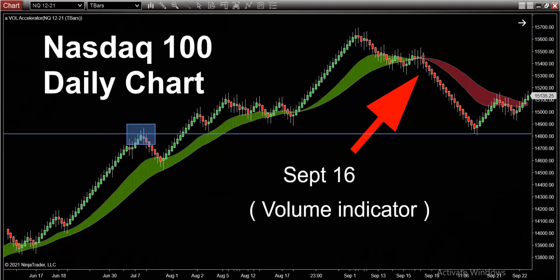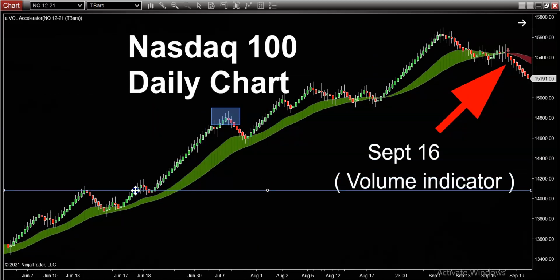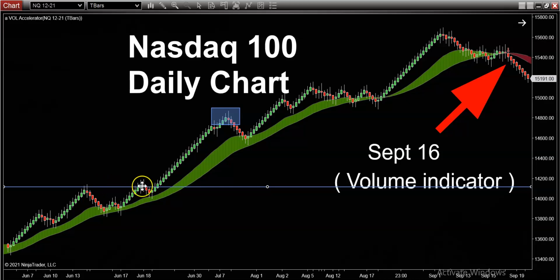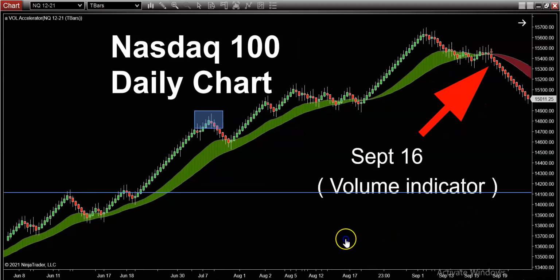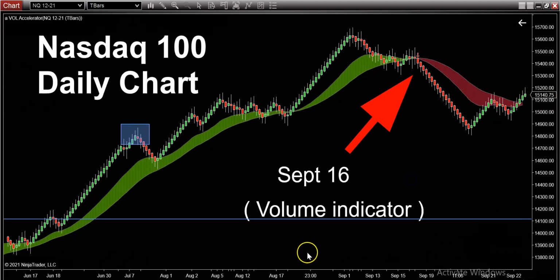Now look, the next part of what I'm going to say is going to be interesting to you. I feel that this level is going to be tested right here. And if we look at the y-axis, that puts us at around 14,000 and change on the NQ. And where are we? We're at 15,000 right now. So we have what I think could be a 1,000-point drop on the Nasdaq chart.